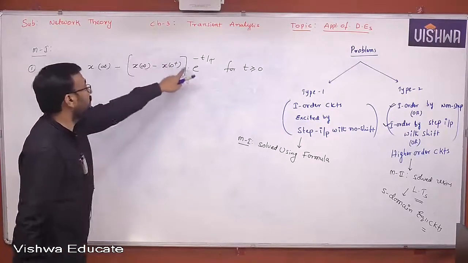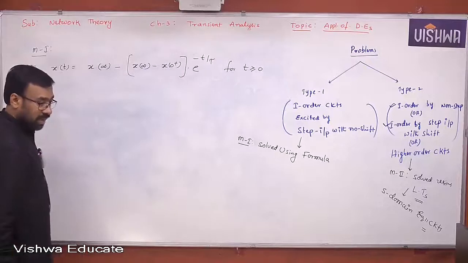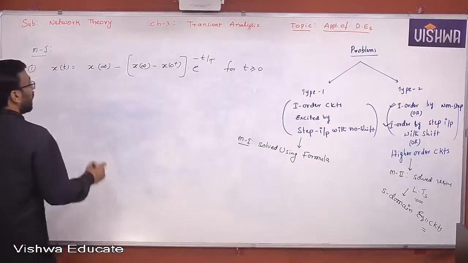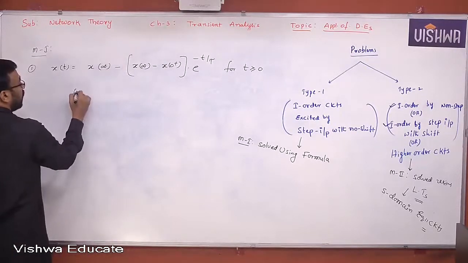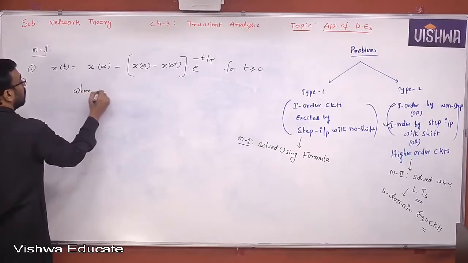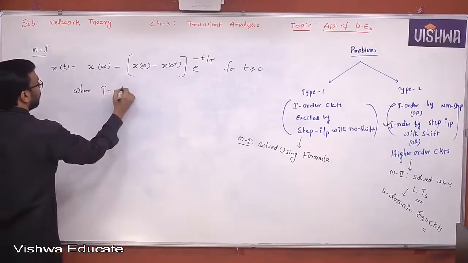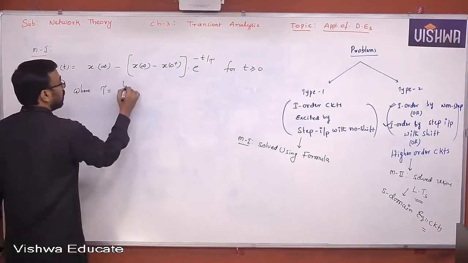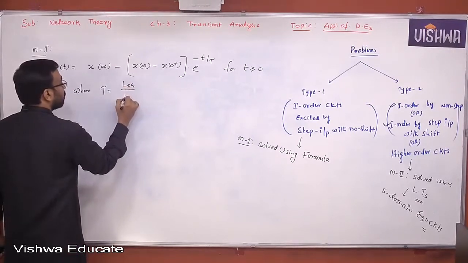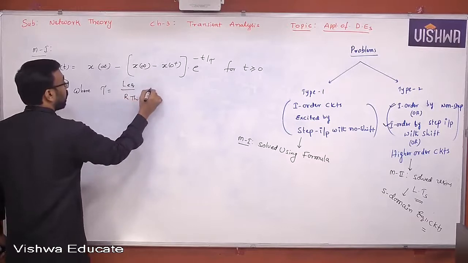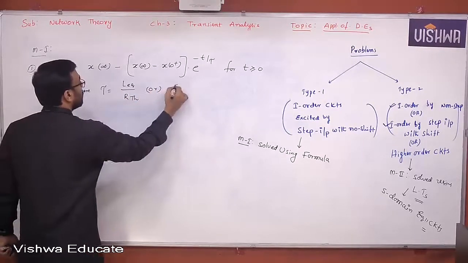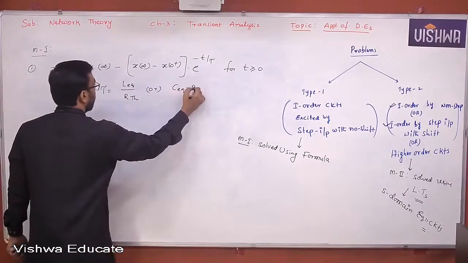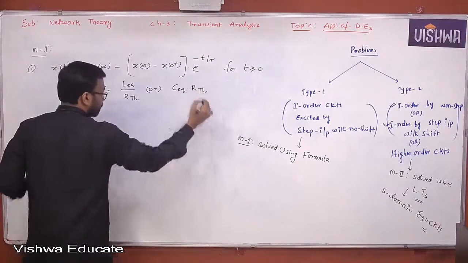The total bracket is placed like this, e power minus t by tau. Okay, where tau can be calculated as L equivalent by RTH or C equivalent into RTH. I hope you understand this.